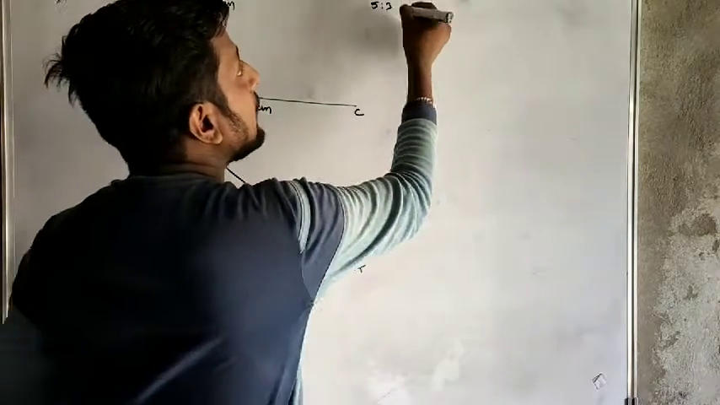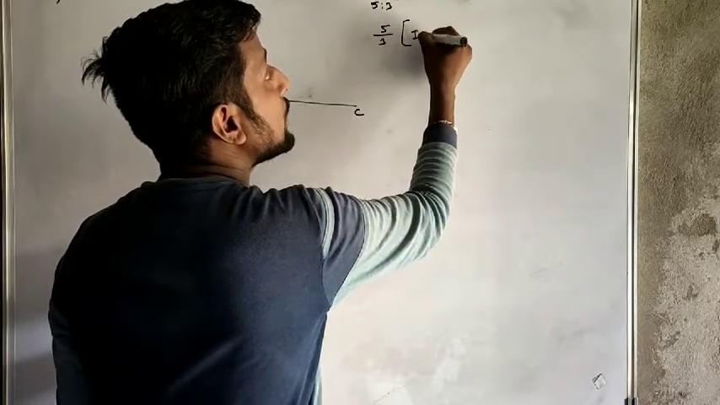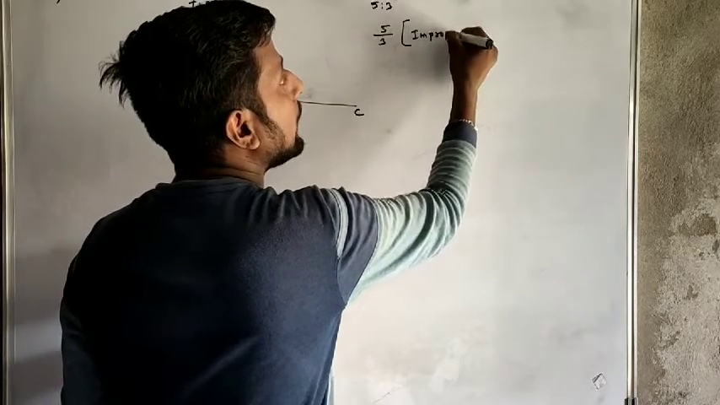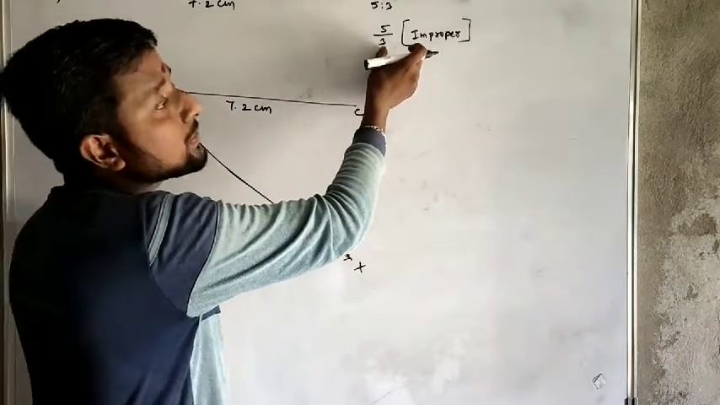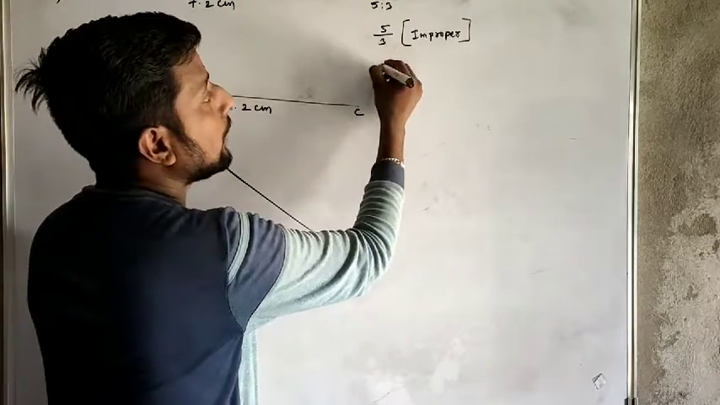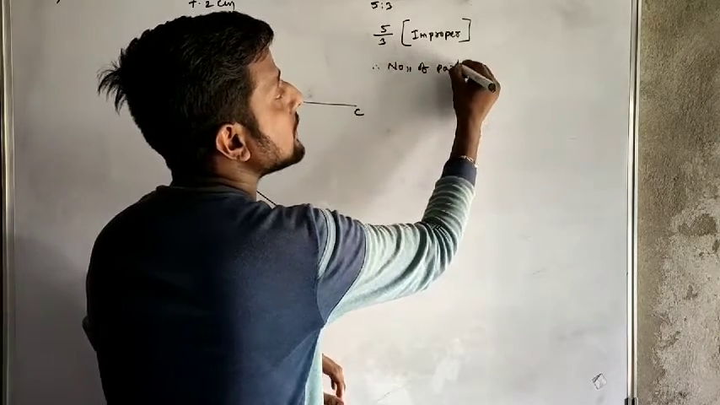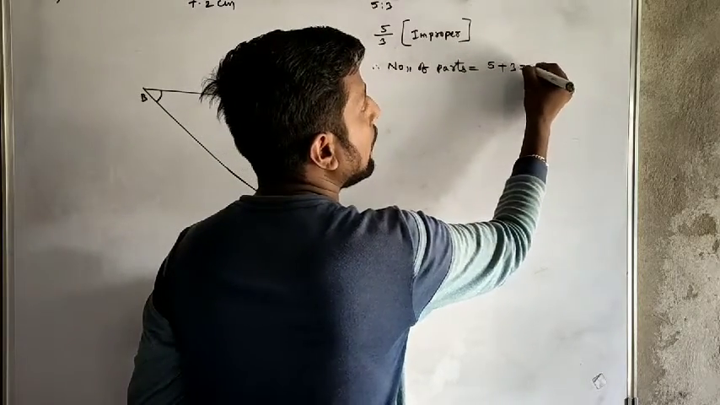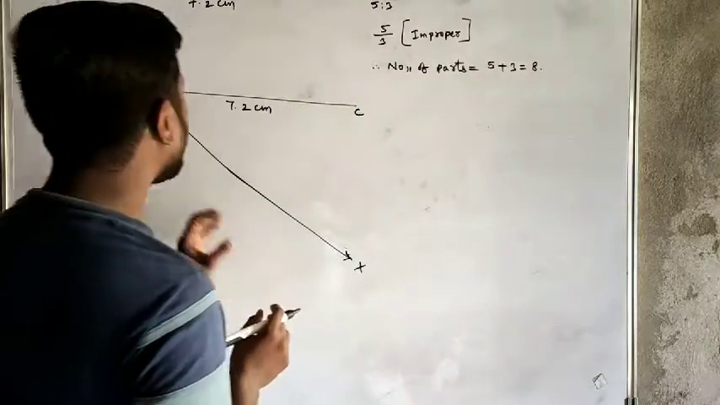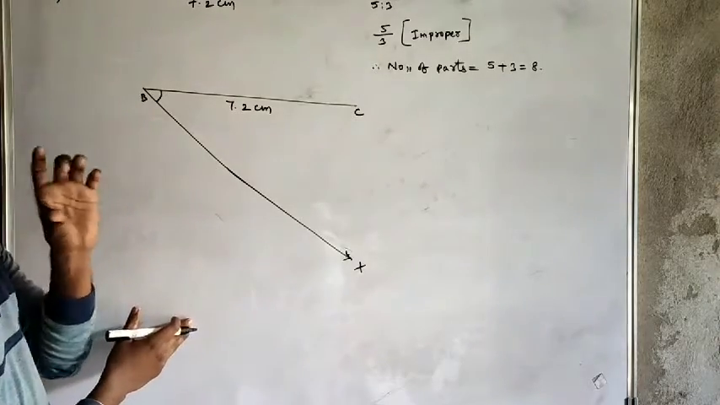Look, it is an improper fraction. 5 by 3 is nothing but improper, that means the numerator is larger than the denominator. So in these cases, what do you do? Here the denominator is smaller. Therefore, the number of parts is equal to 5 plus 3, which is 8. So what are we going to do? Now the BX ray will be cut into 8 equal parts.